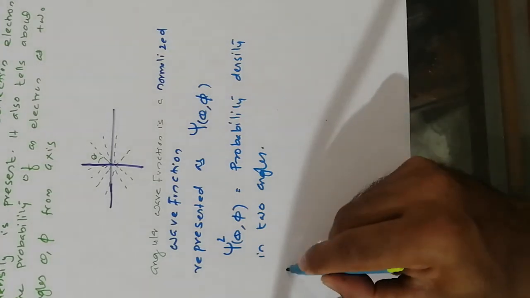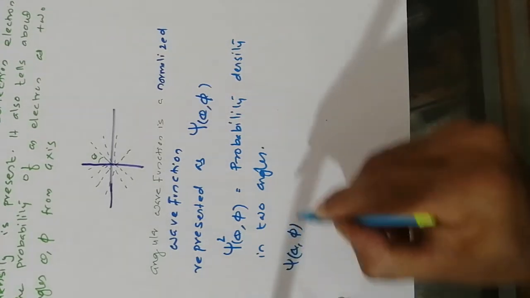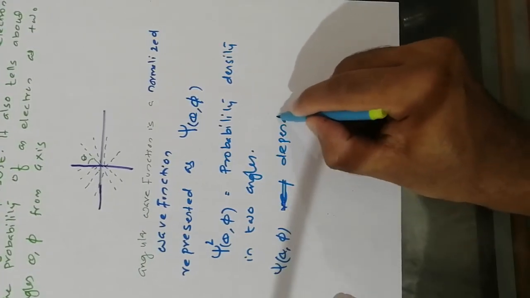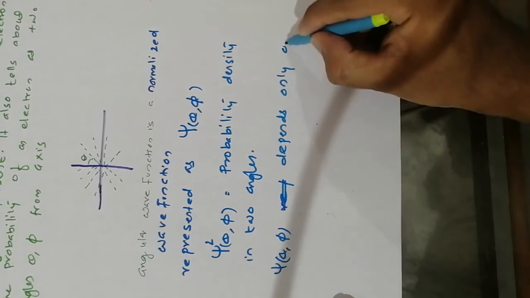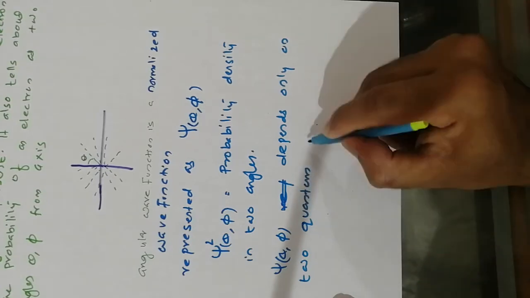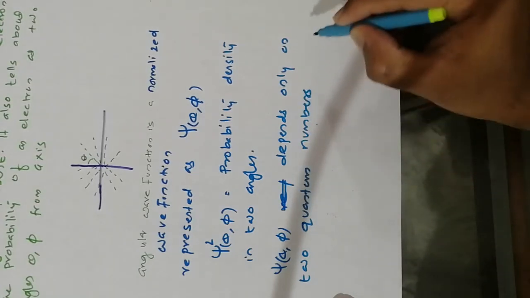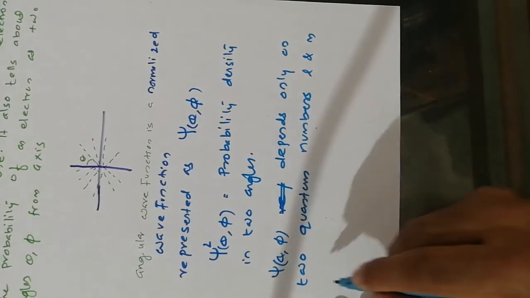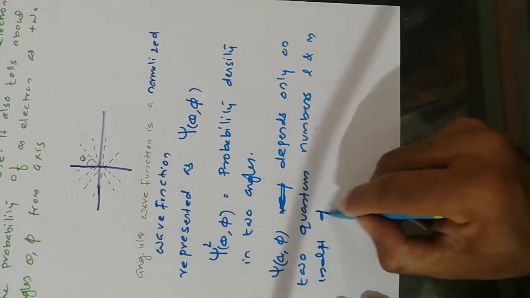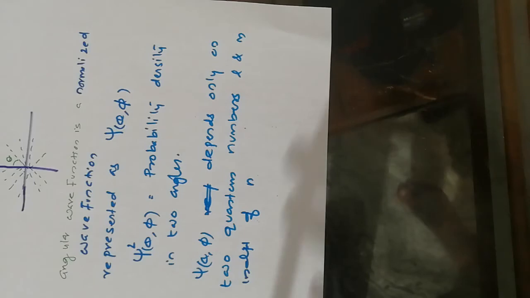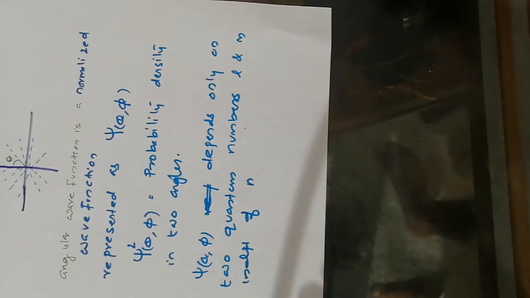This angular wave function psi(theta, phi) depends only on two quantum numbers, L and M, and is independent of the principal quantum number n. Therefore, in short, the angular wave function tells you the shape of the orbitals.